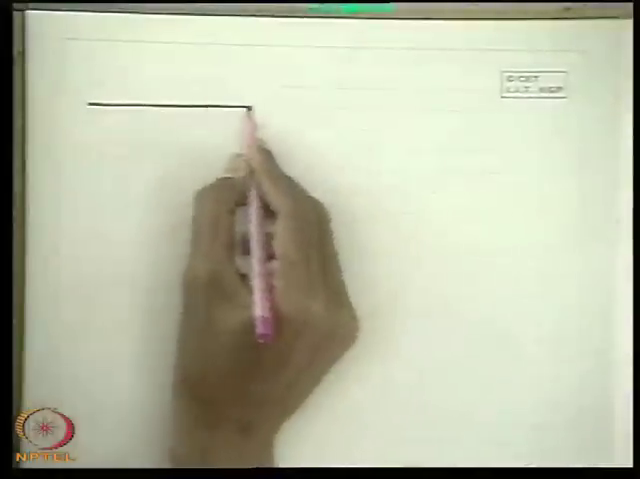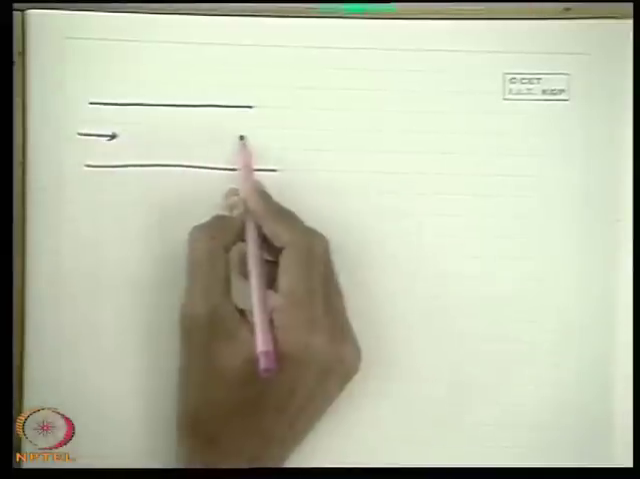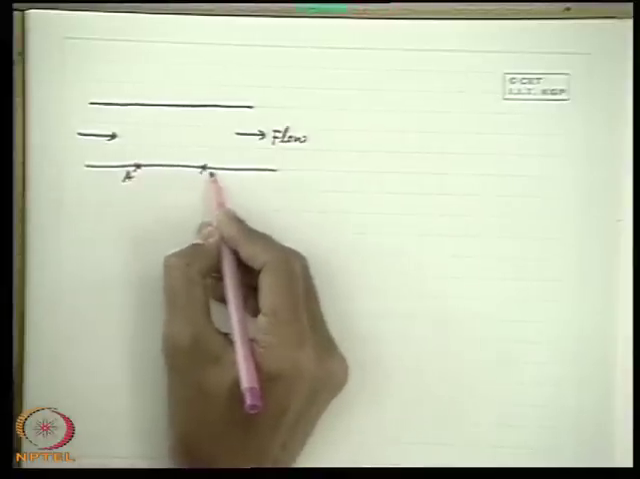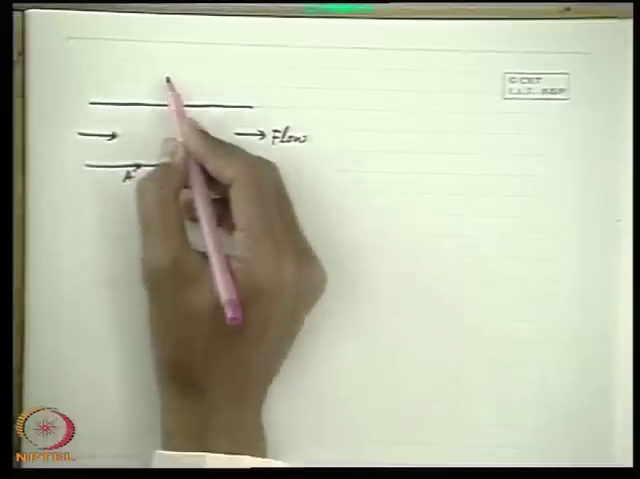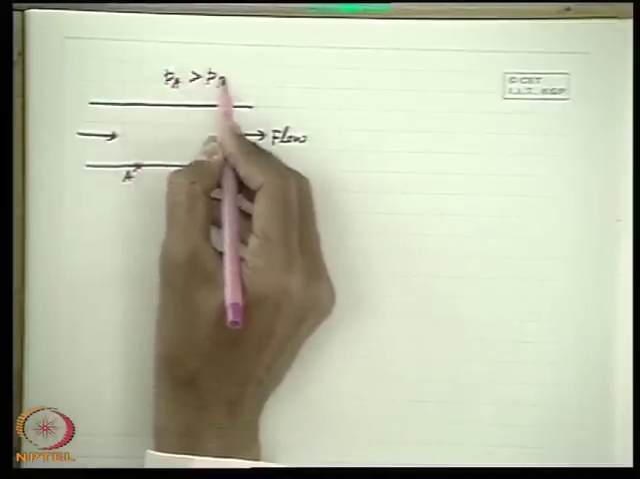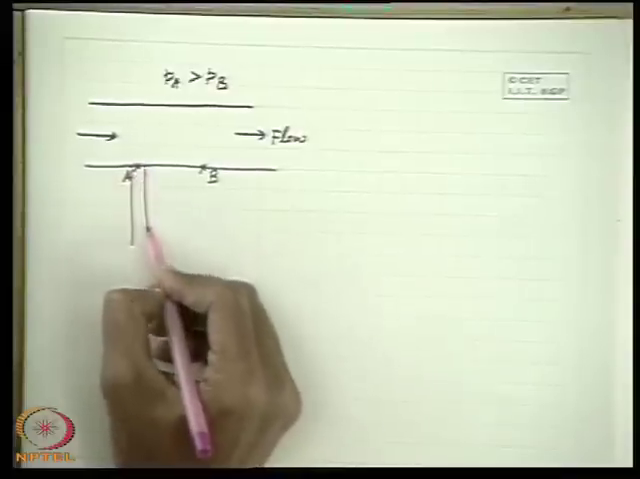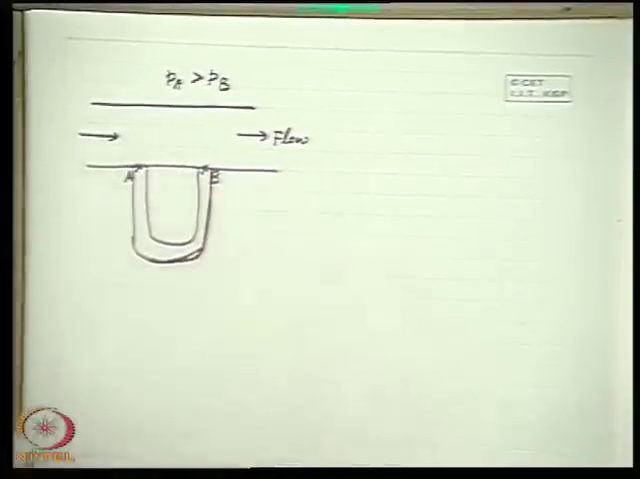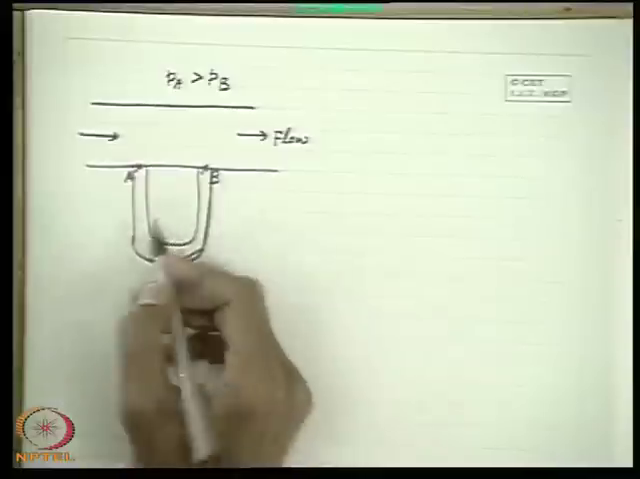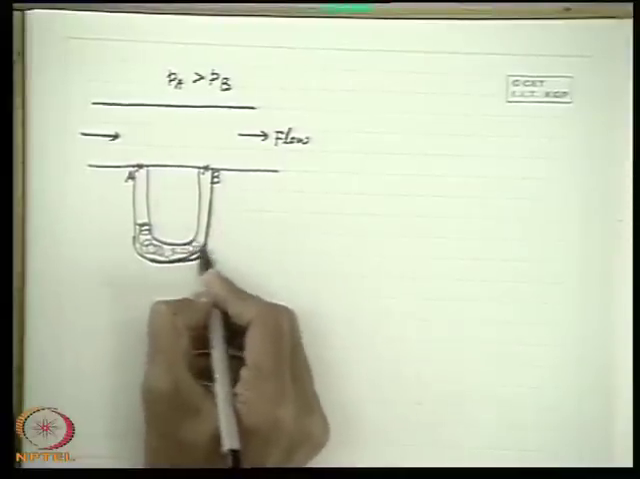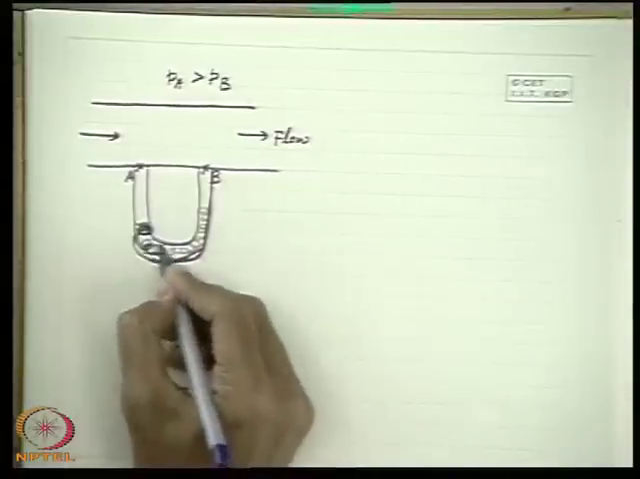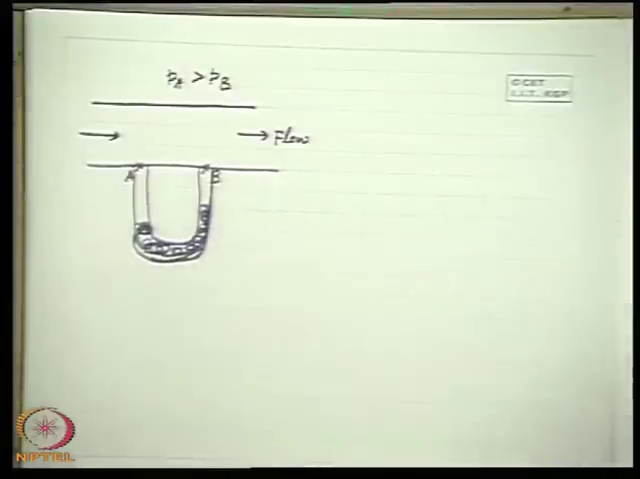Let us recall this again. If there is a pipe where the fluid is flowing in this direction, this is the flow direction, and the 2 points A and B are connected, if the pressure PA is greater than PB, then the difference of pressure is measured by connecting a manometer, which is essentially a U tube like this, and we use a manometric fluid which has a density higher than that of the working fluid, that is the fluid flowing through this pipe.